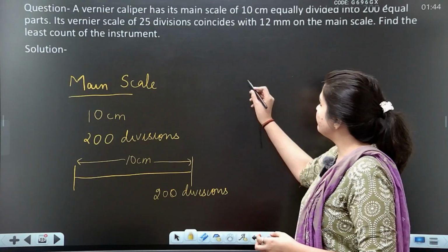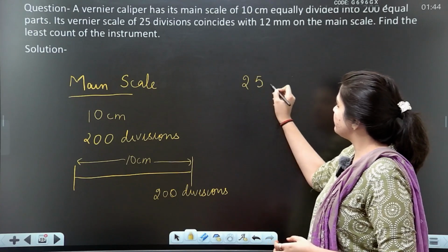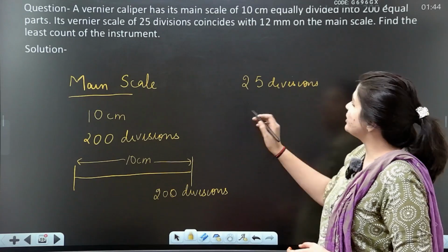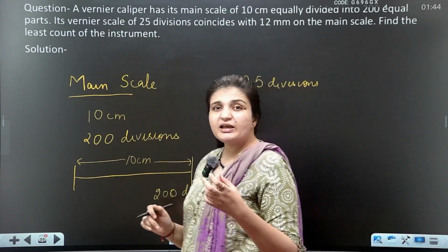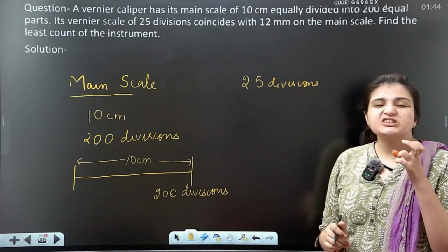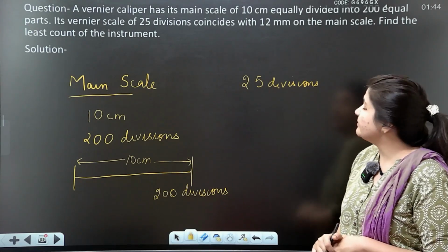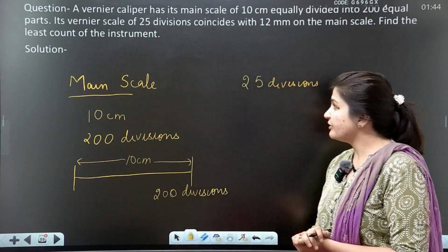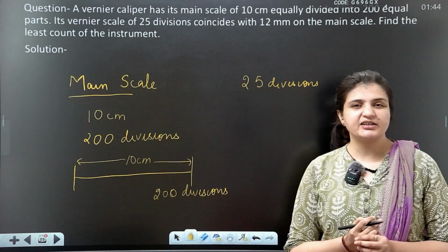And the vernier scale has 25 divisions. The vernier scale of 25 divisions is coinciding with 12 millimeter of the main scale. So we can find the number of divisions in the 12 millimeter, and then we can find the least count.